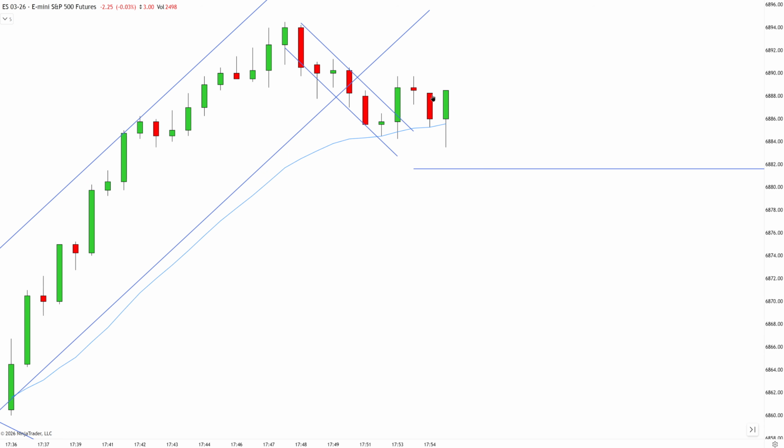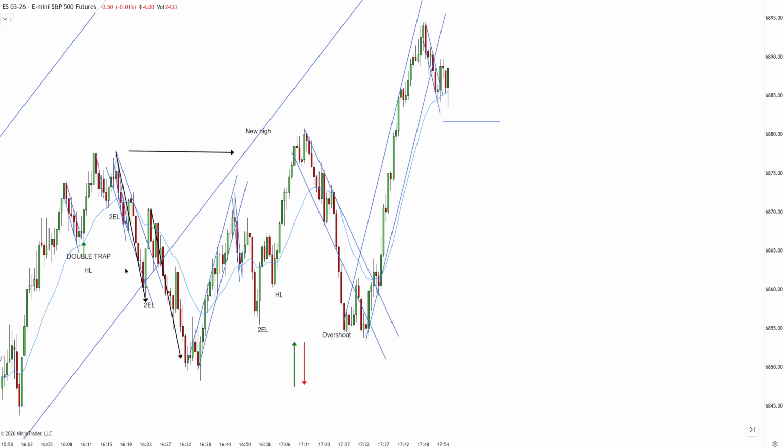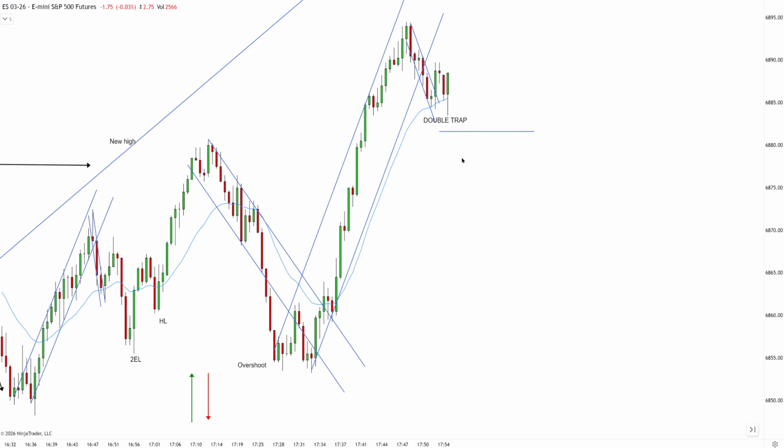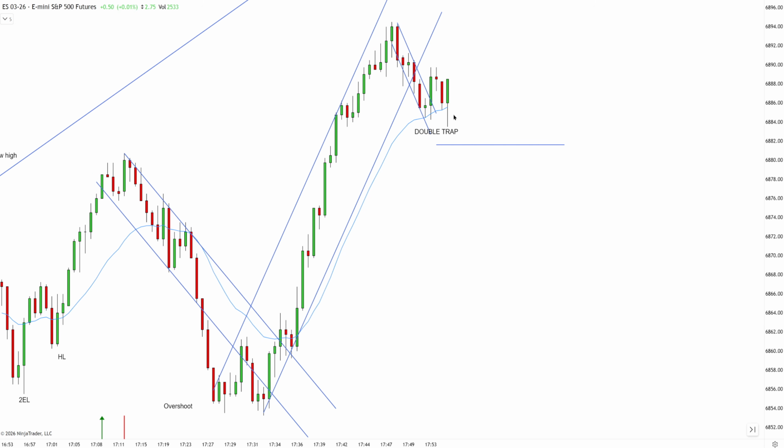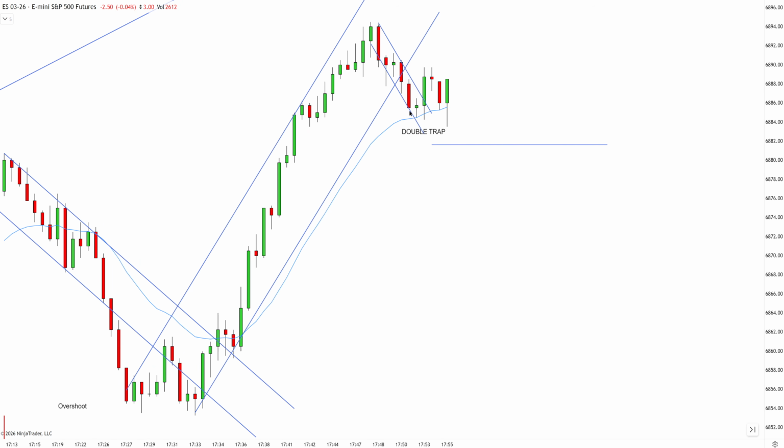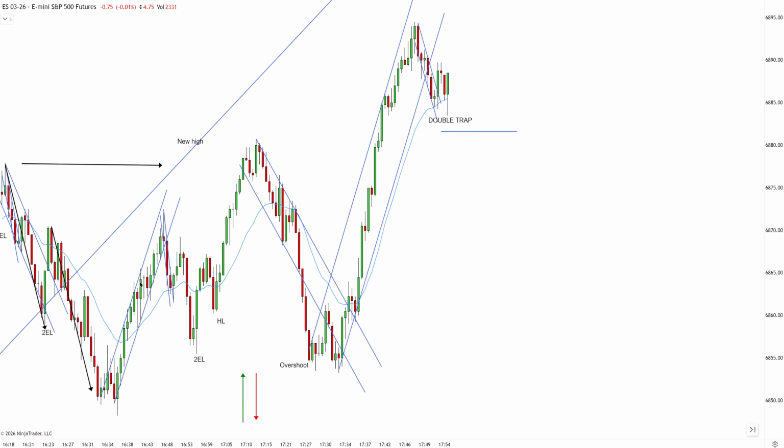Close outside. We have a double trap as well. This is a double trap, this is a high-low. Now this double trap has a downtrend break, new low, great bullish bar above EMA. EMA held once, twice. This is a great hypothesis.